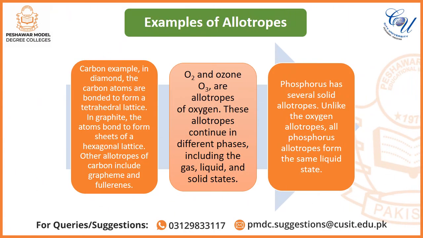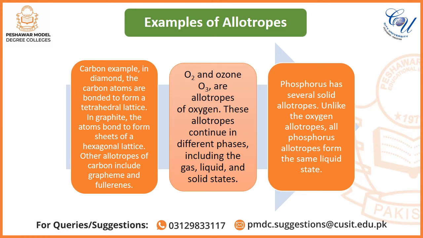Examples of allotropes: carbon. In diamond, the carbon atoms are bonded to form a tetrahedral lattice. In graphite, the atoms bond to form sheets of a hexagonal lattice. Other allotropes of carbon include graphene and fullerenes.